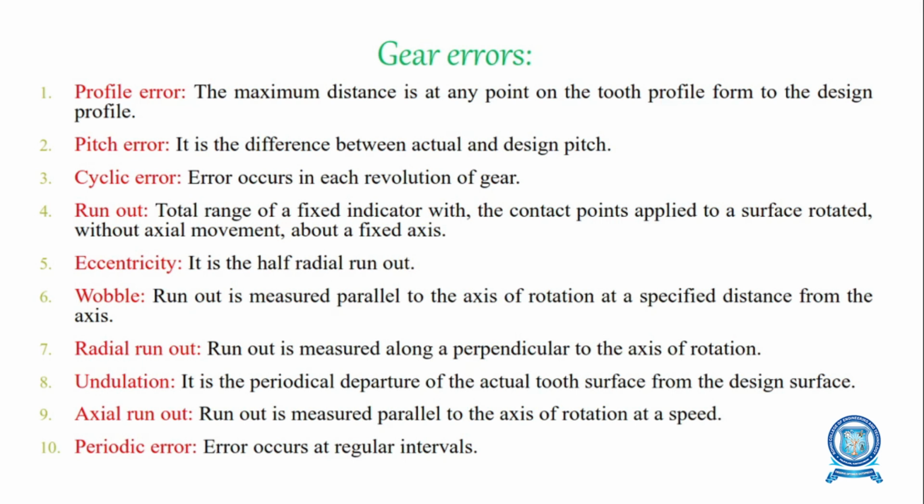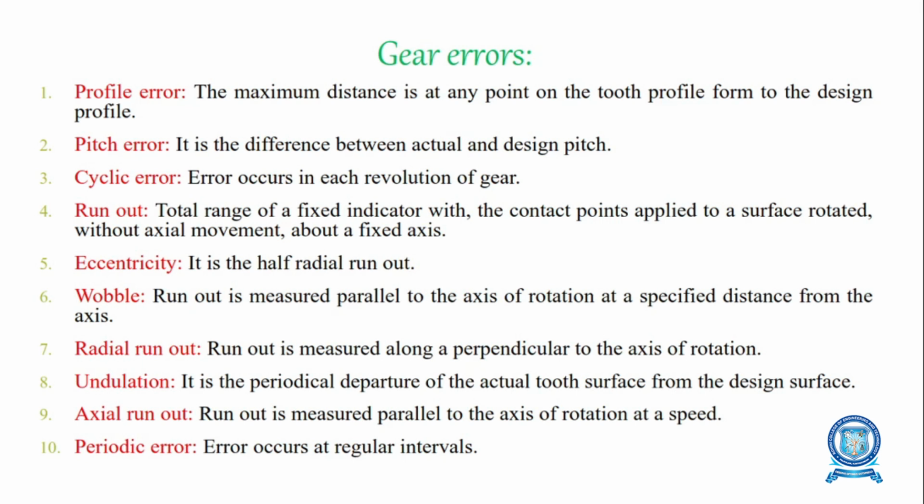Then the next one is eccentricity. It is a half radial run out. When the gear rotates, the half radial run out of the gear may occur. Eccentricity occurs when the center of rotation is offset from the geometric center line of the gear. So when the geometric center of the gear moves away from the rotation center that we fixed, that is called eccentricity.